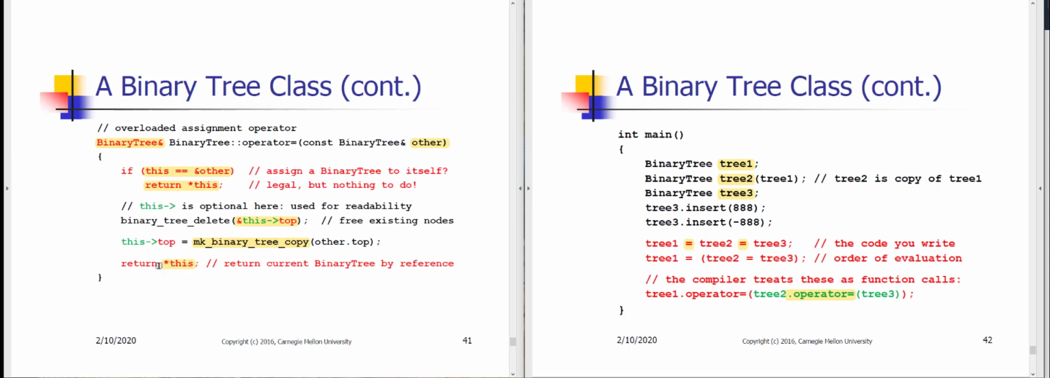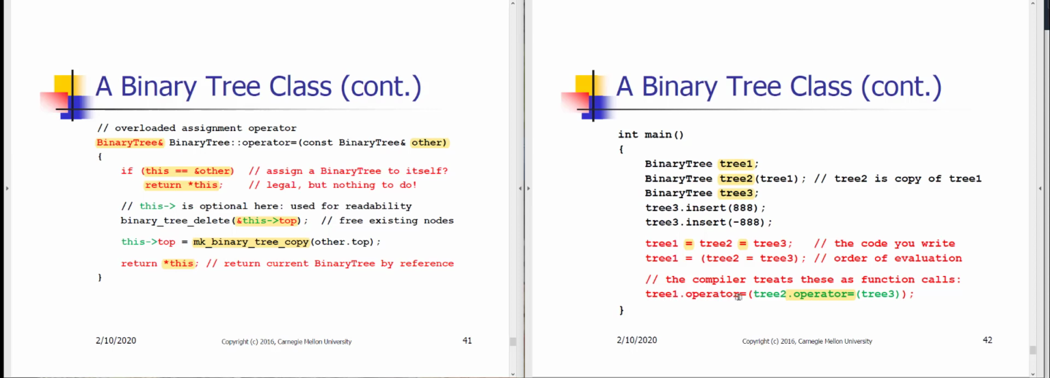Finally, we return star this. That is, we return L tree 2 by reference. Therefore, the return that we get from all of this green code here is a reference to L tree 2, which can then immediately be passed down to the overloaded assignment operator being invoked for L tree 1.